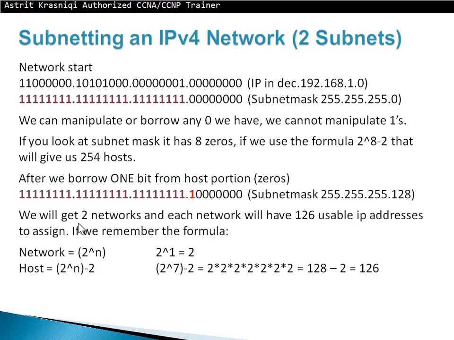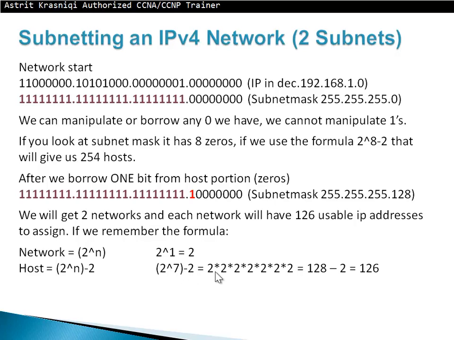Now, if we look at it, we'll get 2 networks. And each network will have 126 usable IP addresses to assign. If you remember the formula, for the network it was 2 to the power n. For the host, 2 to the power n minus 2, where this n is how many ones you have. So here we took 1. So 2 to the power 1 will give us 2 networks. And then that will leave us with the 7 zeros. Now 2 to the power 7 minus 2.